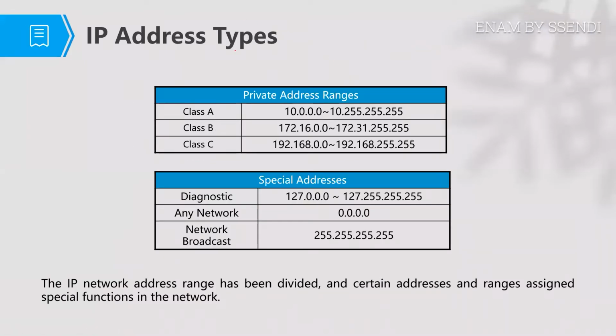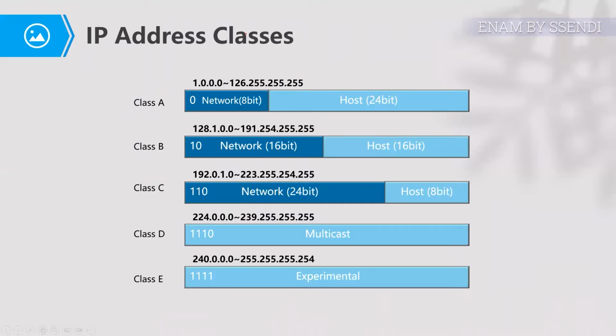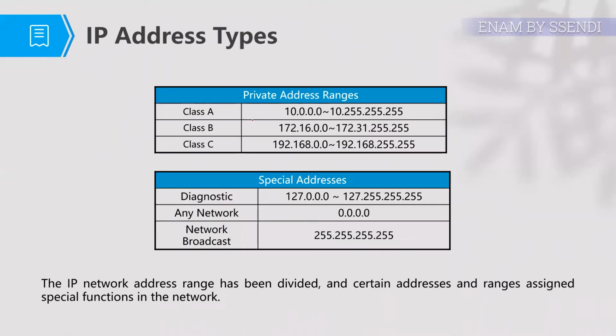So we said we also have types. We had classification before, and now we have what we call types. We have private addresses and also public addresses. The public addresses may not be listed here, but like I told you earlier on, for you to be able to access the internet, you need to have what they call a public IP address.